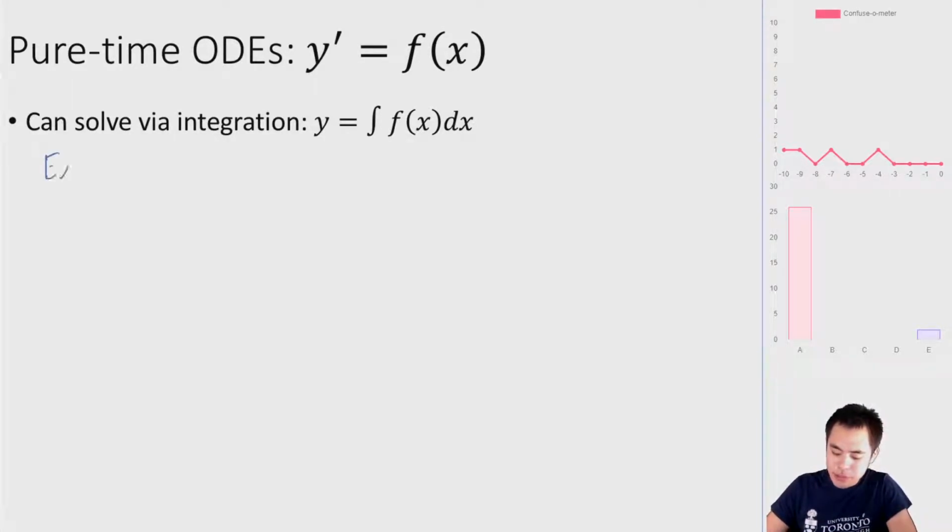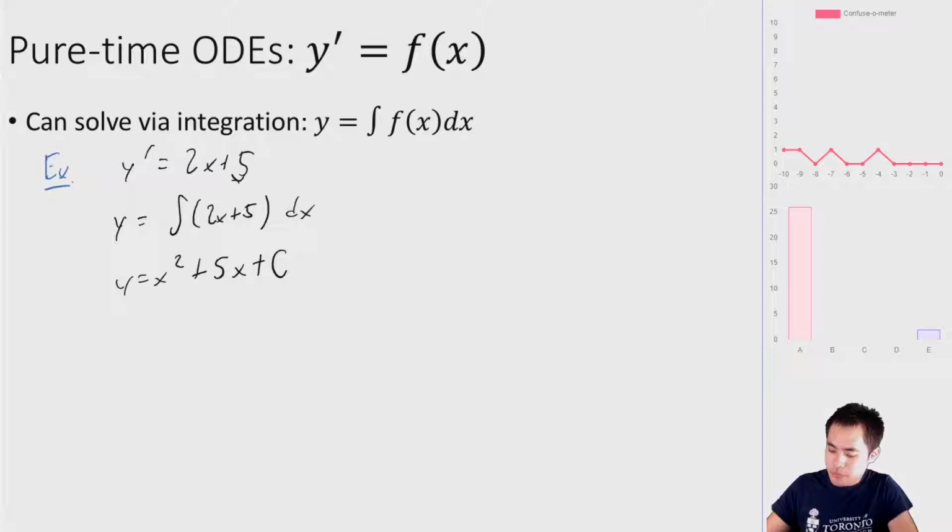And let's give a couple examples just to remind you all of integration. So if you have y prime is equal to 2x plus 5, then we know that y is equal to the integral of 2x plus 5 dx. And so y is equal to x squared plus 5x plus c.